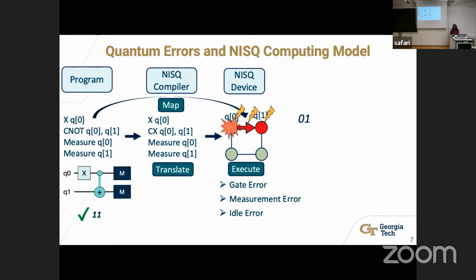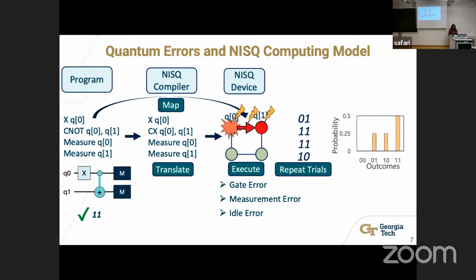For example, if you look at the correct output of this program, it's supposed to be 1, 1. Whereas what you might get is 0, 1. So it's incorrect. So in the NISQ model, what you do is you repeatedly execute the executable for several trials. And each time you might get a different output. And what you do is you draw a probability distribution for all the outputs that you have logged so long. And then you try to infer the results from this output distribution. For instance, a very easy trick here could be to pick the peak of the histogram as the correct answer, which you will be able to detect in this case. And as you can see here, besides the correct answers, due to errors, you're bound to get incorrect results.